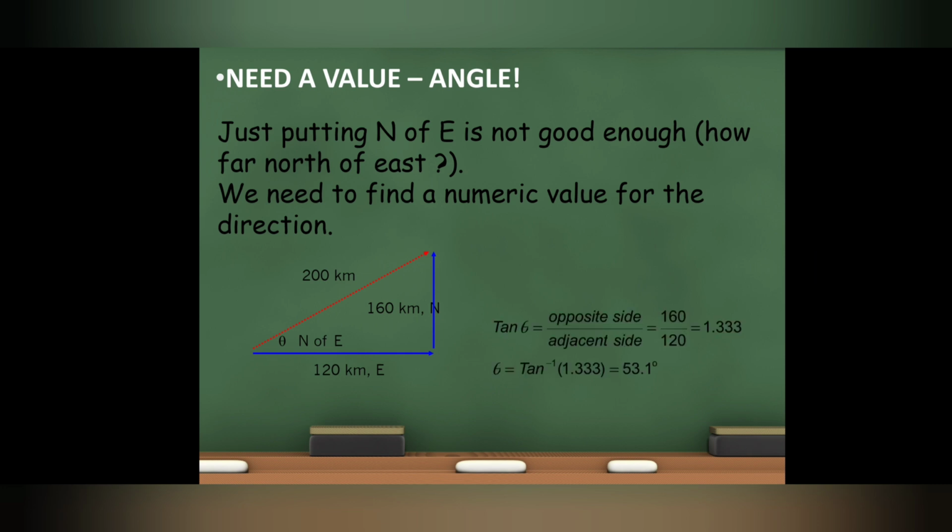So therefore, angle theta is nothing but opposite divided by adjacent side, tan theta, right? So this angle gives us tan theta, which is opposite divided by adjacent. Opposite is 160 divided by 120, that is the adjacent side of the triangle. So when we solve it, we will get 1.33. So theta will be tan inverse of 1.33, which is nothing but 53.1 degrees. So to find the value of the angle, we use a trigonometric function called the tangent function. So we say that the final answer is 200 kilometers, 53.1 degrees north of east.